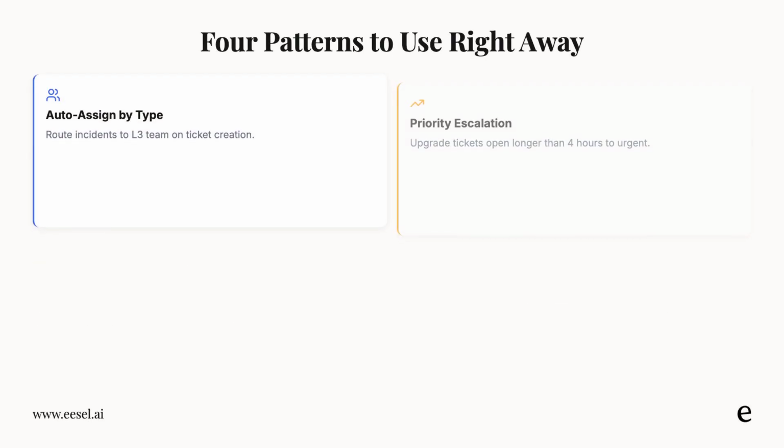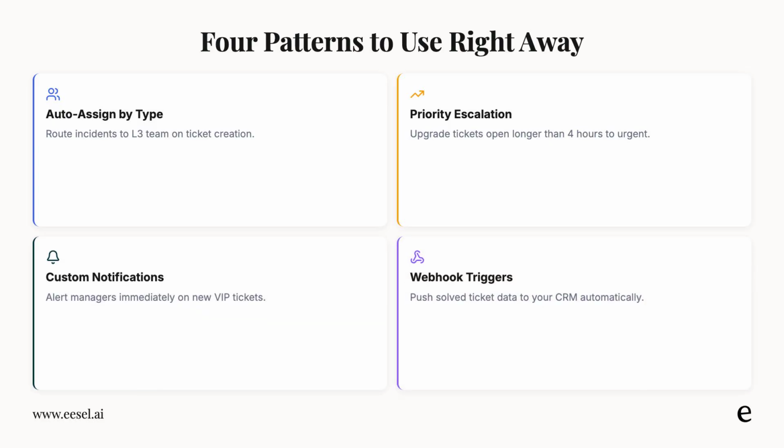Here are 4 trigger patterns you can deploy right away. Auto-assign incidents to your L3 team. Escalate high-priority tickets that have been open too long. Notify managers instantly on new VIP tickets. And push solved ticket data to your CRM via webhook.